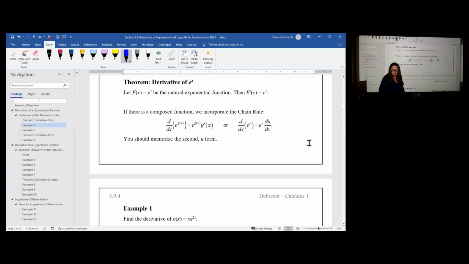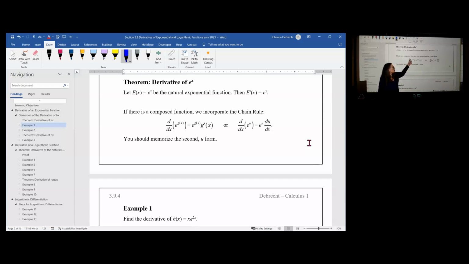Let's take a look at the theorem about the derivative of e to the x. We let e to the x be the natural exponential function, then the derivative is e to the x. It's true, but not a very helpful form to memorize. Instead, memorize the u form. The derivative with respect to x of e to the u, where u is a function of x, is e to the u du dx. Memorize the form that has the chain rule already built into it.